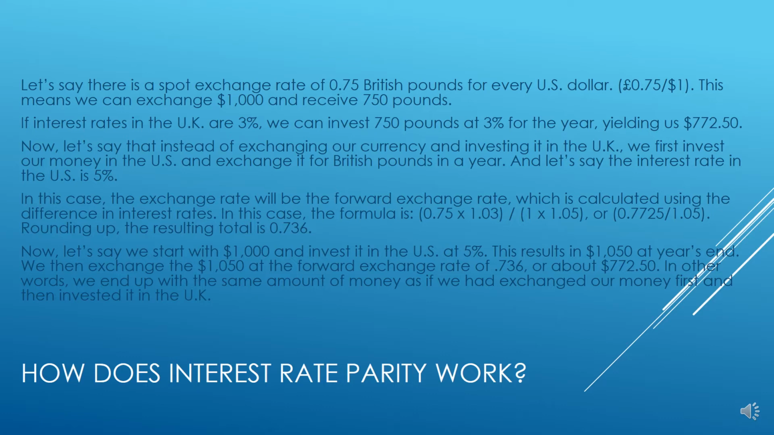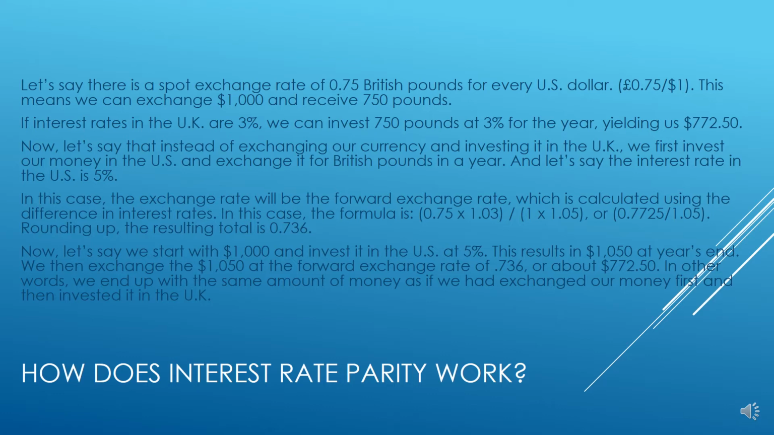Now, let's say that instead of exchanging our currency and investing in the United Kingdom, we first invest our money in the United States and exchange it for British pounds in a year. And let's say the interest rate in the US is 5%. In this case, the exchange rate will be the forward exchange rate, which is calculated using the difference in interest rates. The formula would be 0.75 times 1.03 over 1.05, or 0.7725 over 1.05. Rounding up, the resulting total is 0.736.